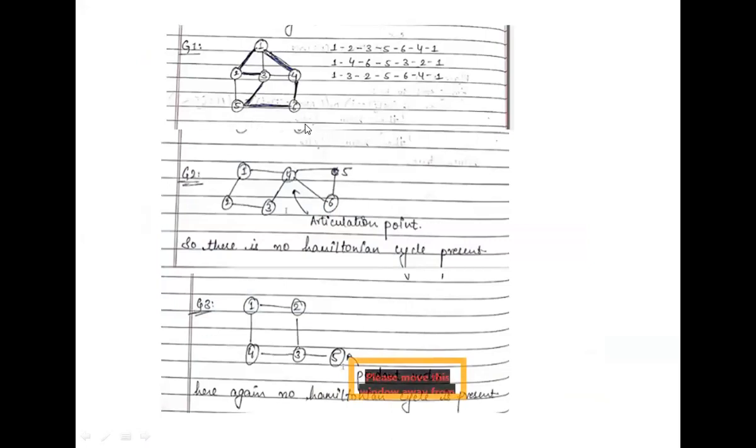This is one graph, and these are three cycles. First, I start here: 1, then 2, 3, 5, 6, 4, 1. Then I move 1, 4, 6, 5, 3, 2, 1. This is another one. I move 1, 3, 2, 5, 6, 4, 1. So this is a Hamiltonian cycle because it has three cycles in this graph.